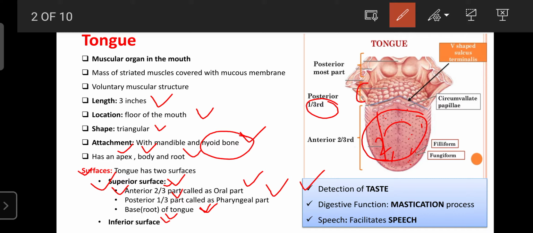Otherwise, if there is any problem in the taste buds, due to microbial infections or oral thrush, the function of the taste buds decreases. Due to that, we are unable to identify or detect the taste.